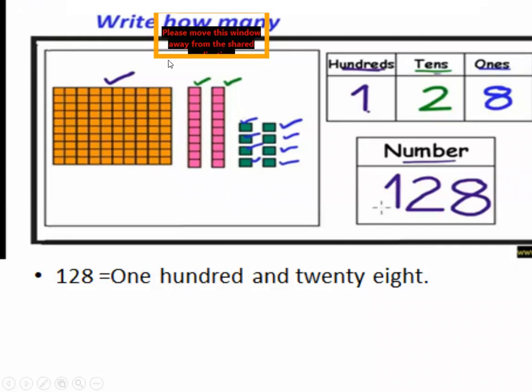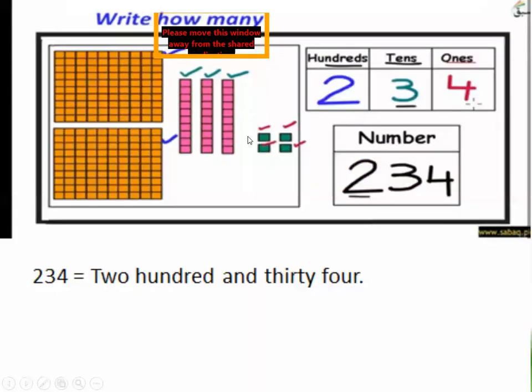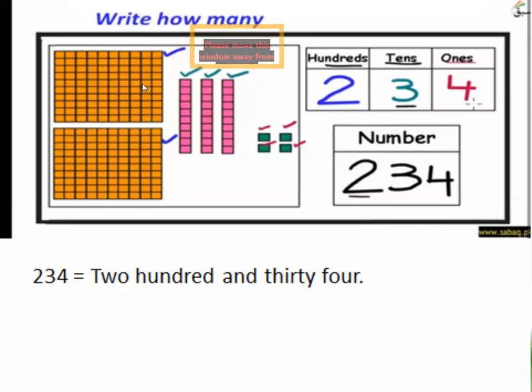Now see another example. Now count it with me. How many blocks are there? Give me your answers in the chat box or raise your hand and count it with me. So these are also three-digit numbers. In three-digit numbers, we write in the hundred, tens, and ones places.